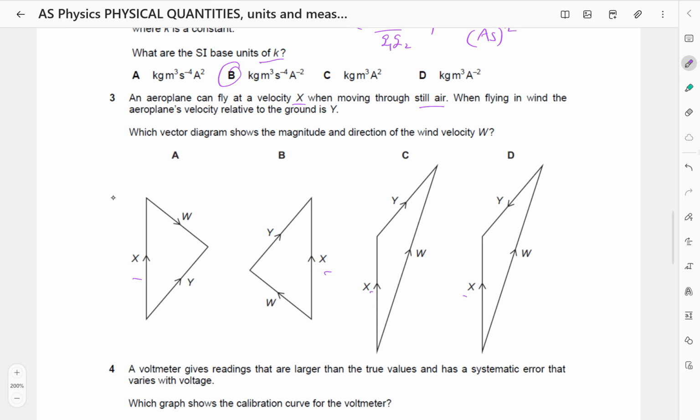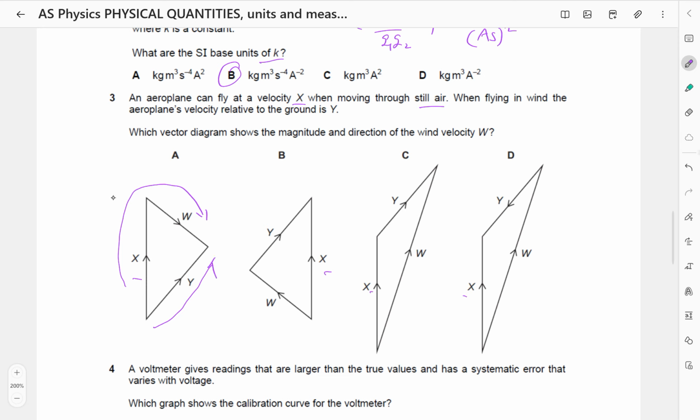So when flying in wind, the aeroplane's velocity relative to the ground is y. So y must be the difference between x and another velocity, or it must be x plus another velocity. Okay. So when I look at these vector diagrams, x plus w in that direction is giving us y.